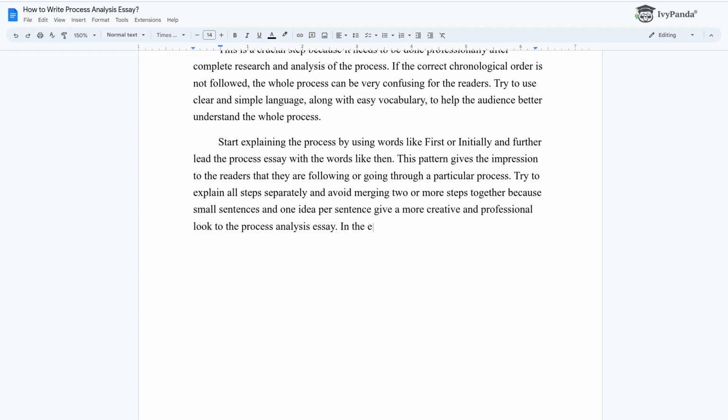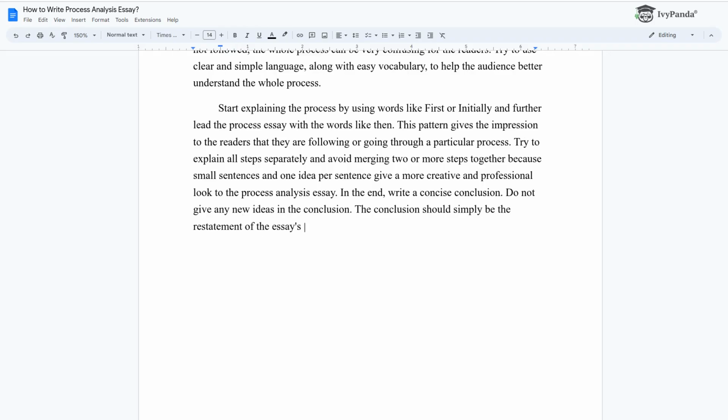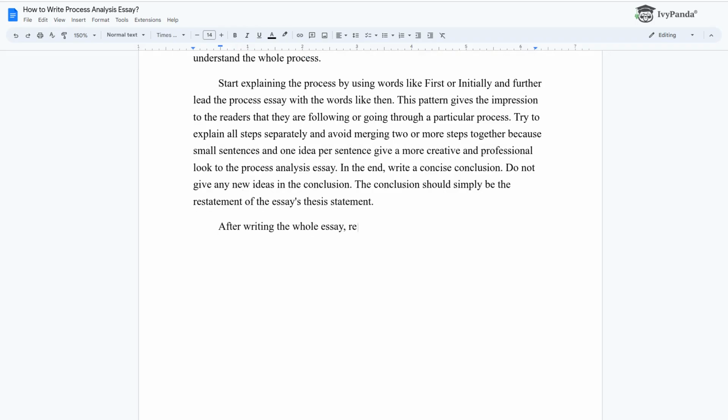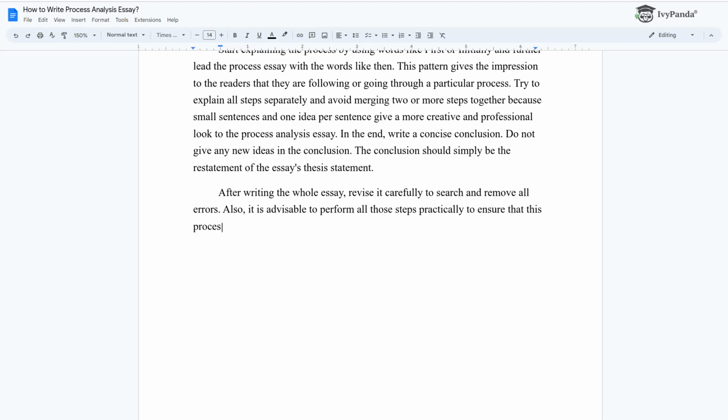In the end, write a concise conclusion. Do not give any new ideas in the conclusion. The conclusion should simply be the restatement of the essay's thesis statement. After writing the whole essay, revise it carefully to search and remove all errors. Also, it is advisable to perform all those steps practically to ensure that this process is applicable and reliable.